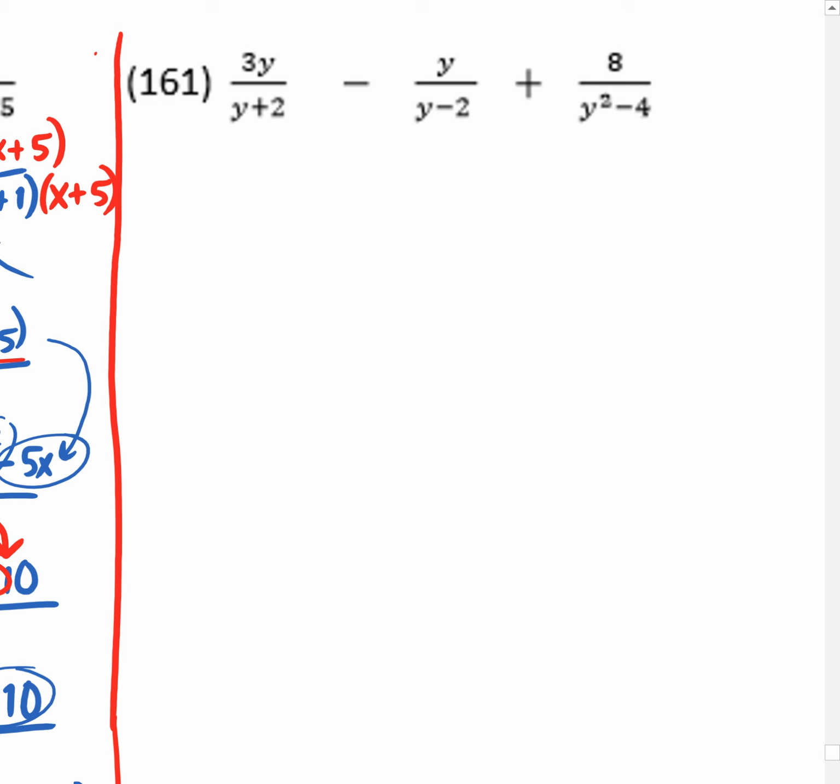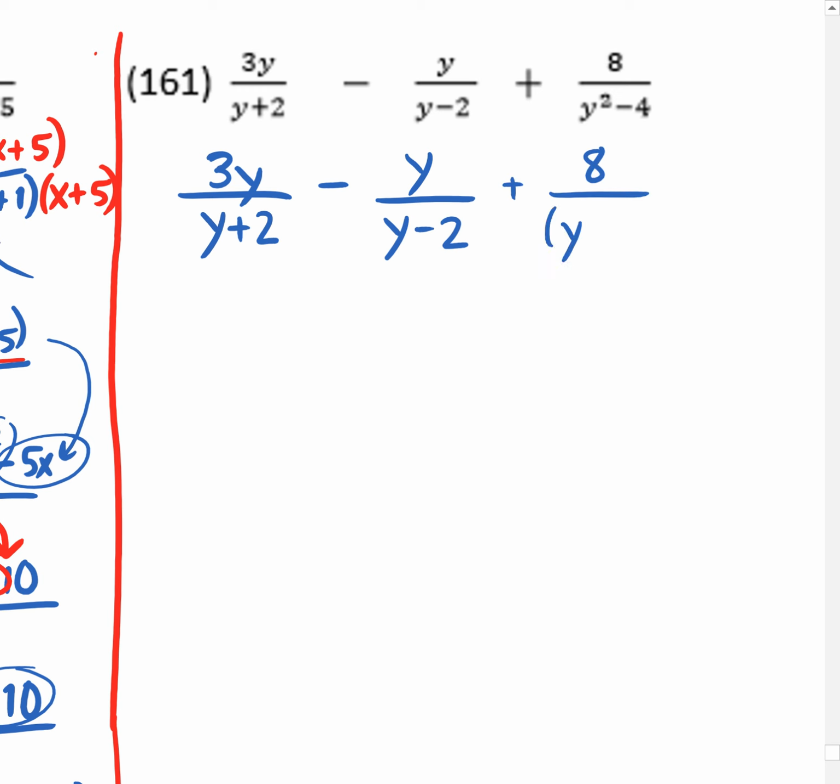Let's see, just like in the last couple problems, the first thing we're going to want to do is try to factor each denominator to see what the least common denominator is. The first denominator, y plus 2, can't be factored, so I'll just rewrite it. Similarly, the second denominator, y minus 2, can't be factored either. The last one can, though. That's a difference of squares. y squared minus 4 is y minus 2, y plus 2.